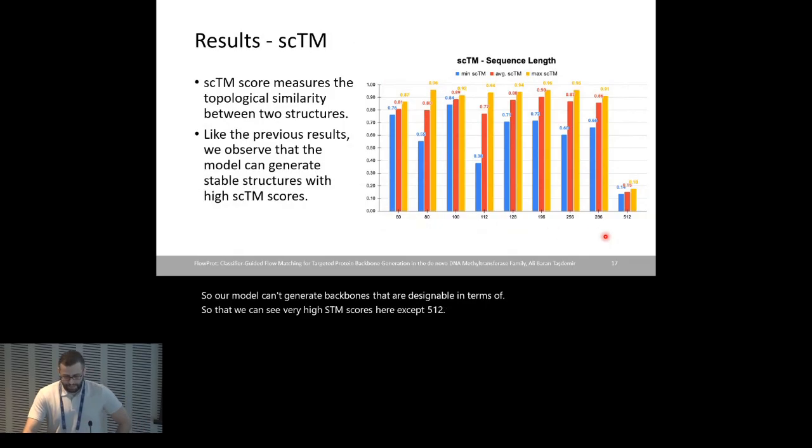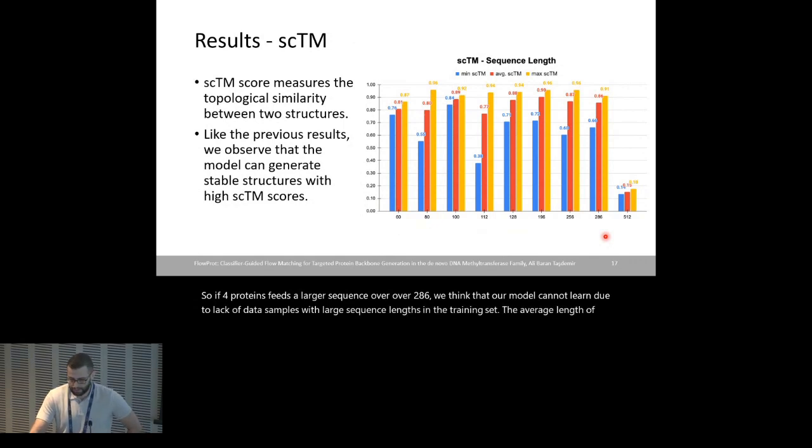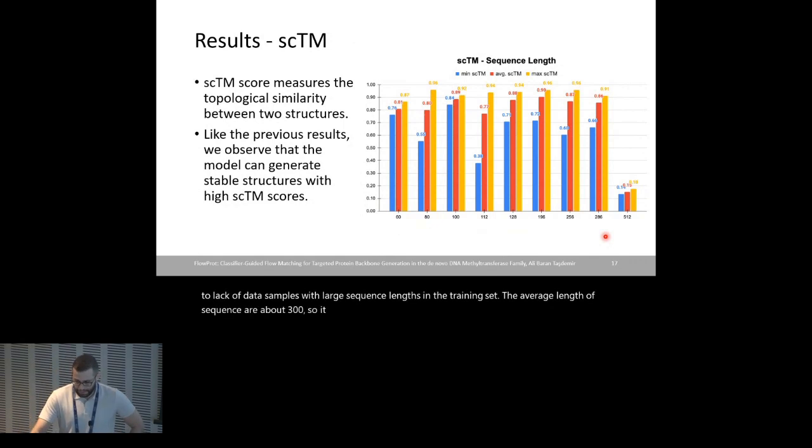So for proteins with larger sequence lengths, over 286, we think that our model cannot learn due to lack of data samples with large sequence lengths. In the training set, the average length of sequences is about 300. So it is an expected behavior. And also for this DNMT case, the reference protein DNMT3A has 286 residues. So we expect that the model cannot generalize over larger protein sequences.